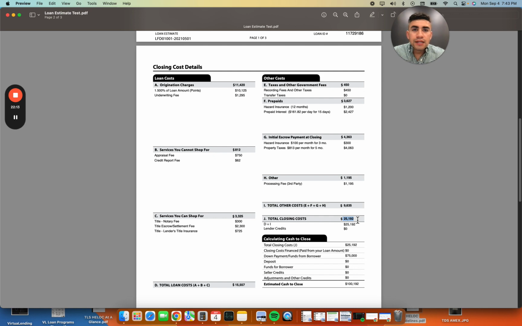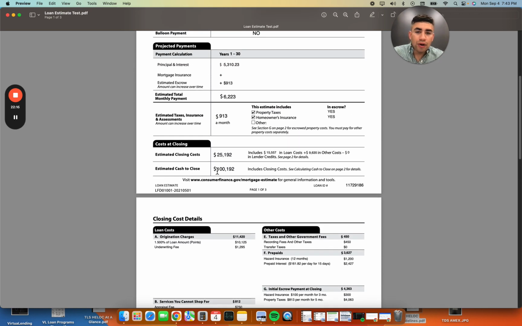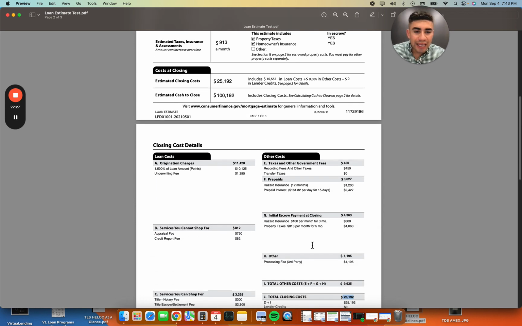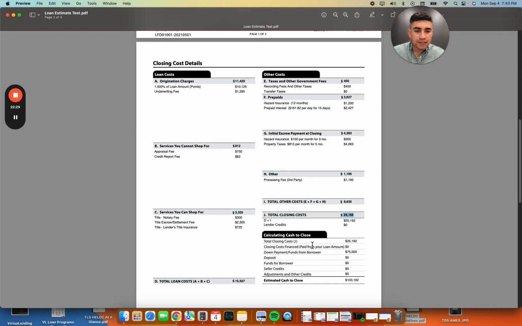Now remember, guys, let's go back to page 1. We have our estimated cash to close, right? So remember, that is the total amount that you need at closing to get the keys. That is your down payment plus your closing costs, right? So you will see that broken down right here, calculating your cash to close. So we've calculated our closing costs all in this section. Now we want to calculate our total cash to close. And that will be listed right here. It's going to show you exactly the breakdown as to how they're ending up to this figure, right?